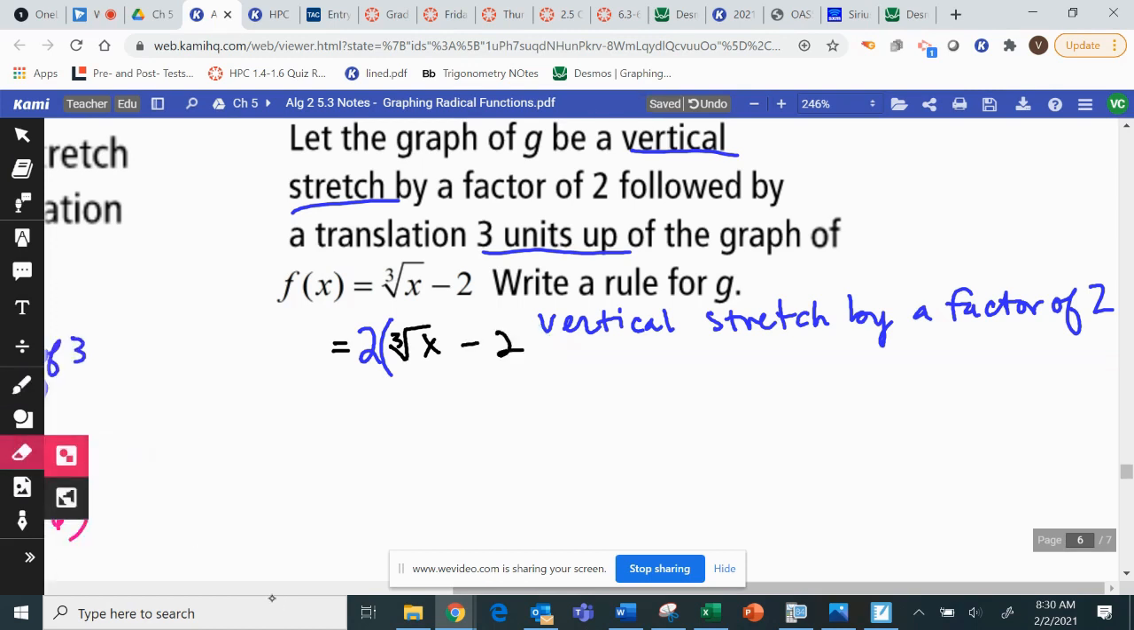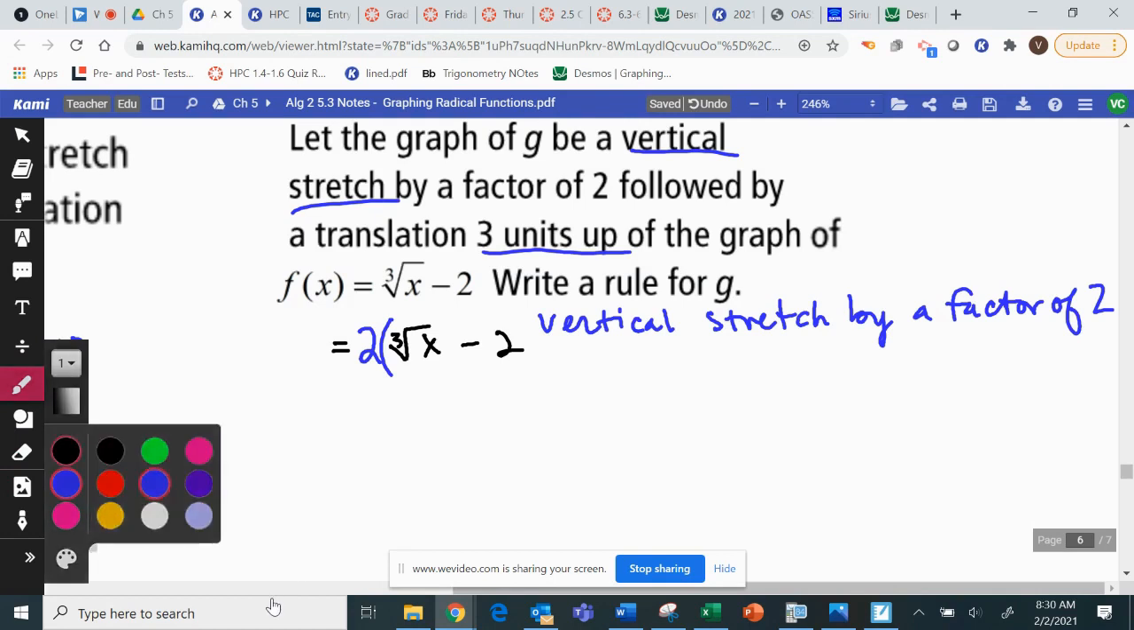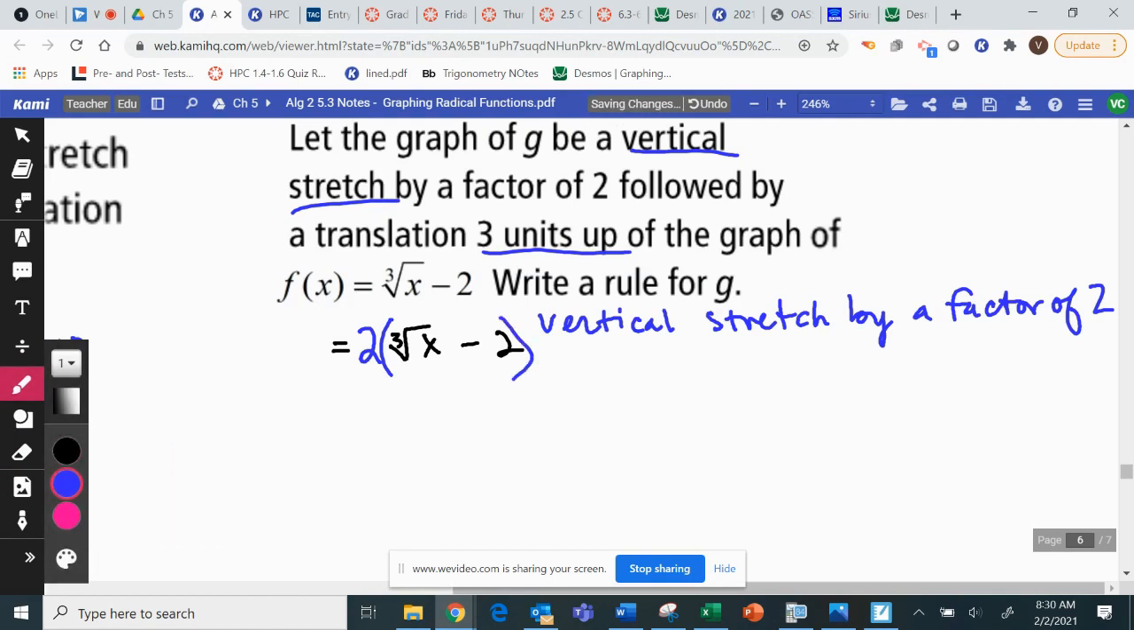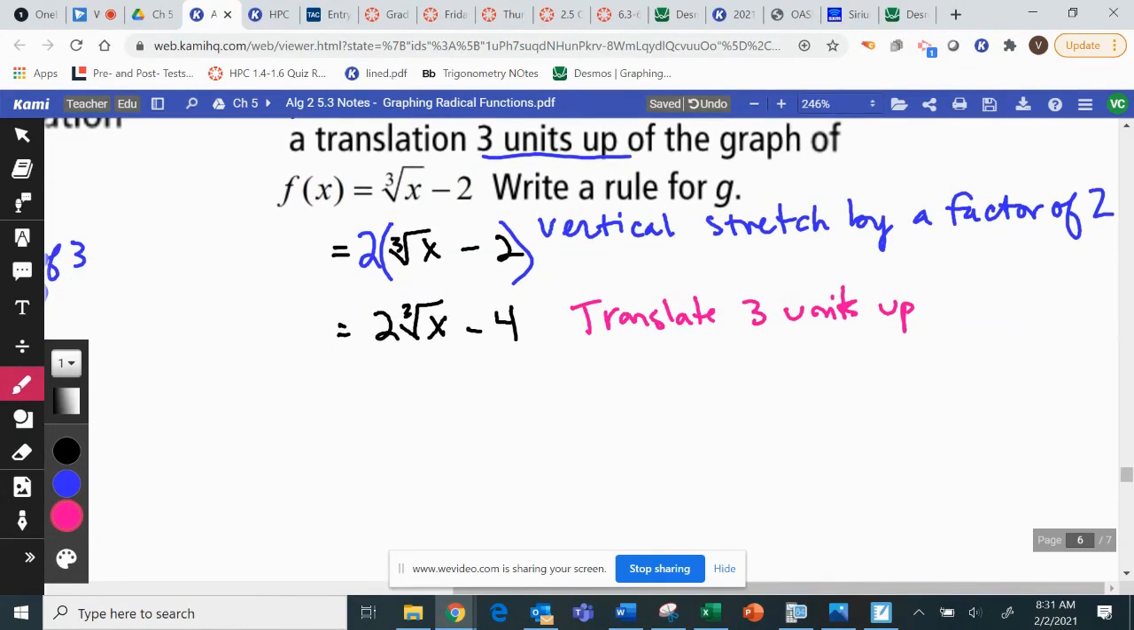So I'm putting that 2 on the outside of the function. It's on the outside. The other one went on the inside. This one's going on the outside. Then I'll simplify what I have. I'm going to distribute that 2: 2 cube root of x minus 4. Then we have a translation 3 units up. Again, translation 3 units up is vertical.